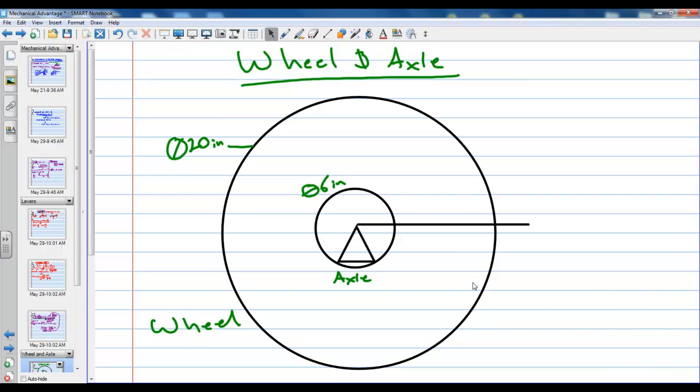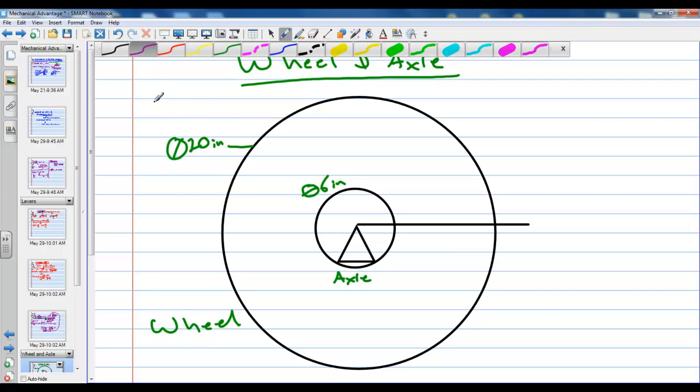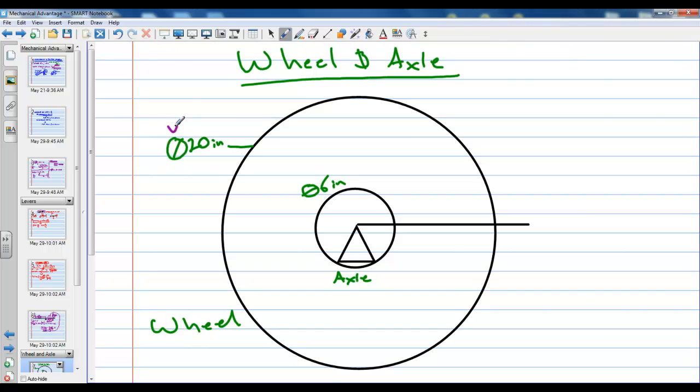We've been talking about simple machines and mechanical advantage, and so now we're going to talk about a wheel and axle. If you look at my example here, I've got one pretty much all set up for you. We've got our wheel out here, and it's a 20-inch diameter. That's what this symbol is here. So I'm going to go ahead and mark that because that may be kind of a new term for you.